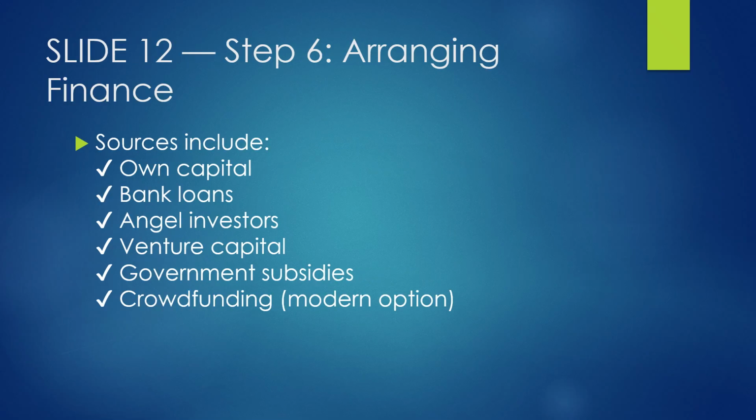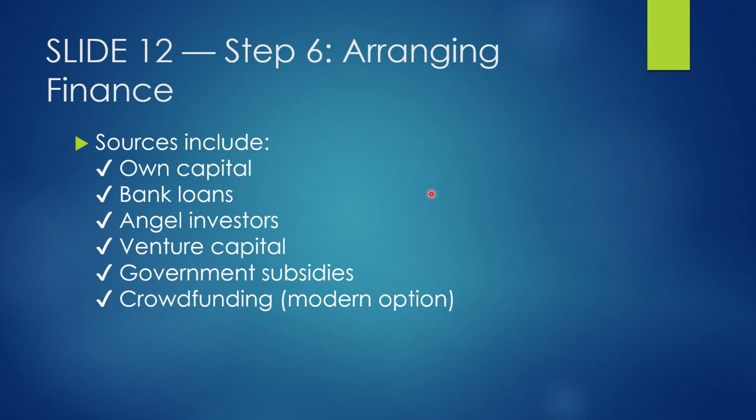Then the next step is arranging finances. Finance is the lifeblood of a business. Any new business would need funds for land, machineries, salaries, marketing, raw materials and maybe working capital. So we have to find out certain sources of finances, right? So there are basically internal sources of finances and external sources.